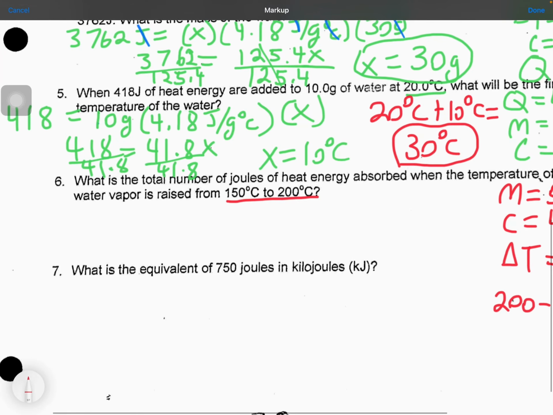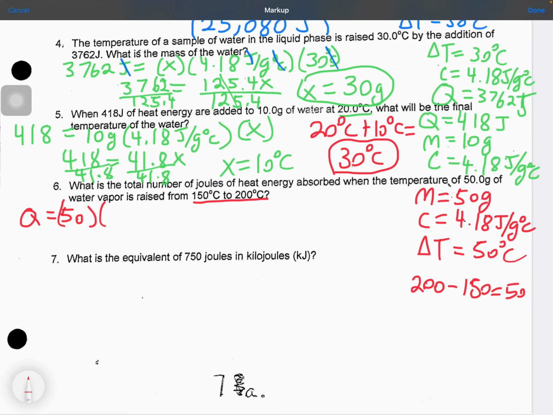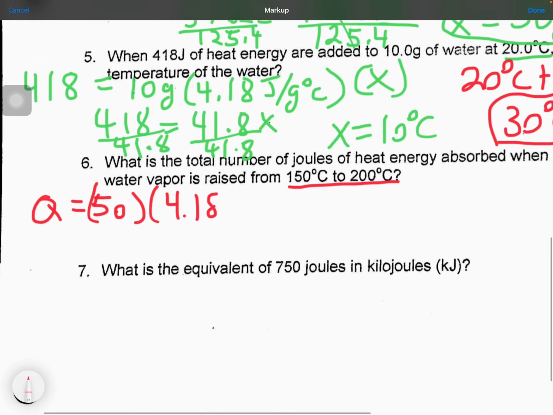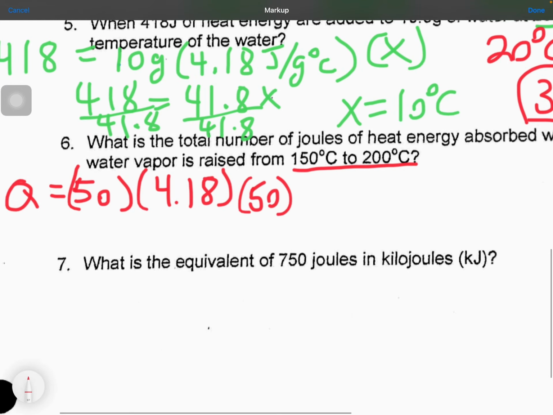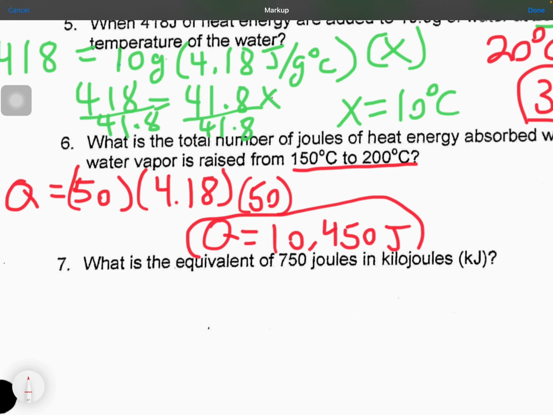So now again, we're going to plug everything in. So Q is equal to 50 times 4.18 times 50. So again, you're going to multiply these values with each other. So that would be 50 times 4.18 times 50. And that comes out that your Q is equal to 10,450 joules. And that's your answer.